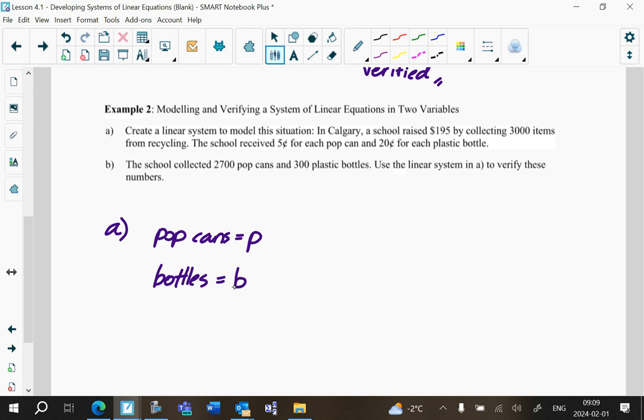How much? Sorry? P times 5, or in algebra we write 5P plus 20B. Nice.